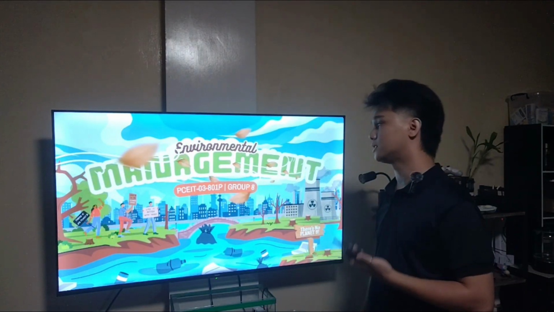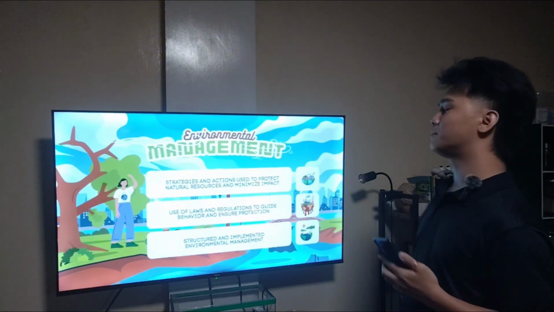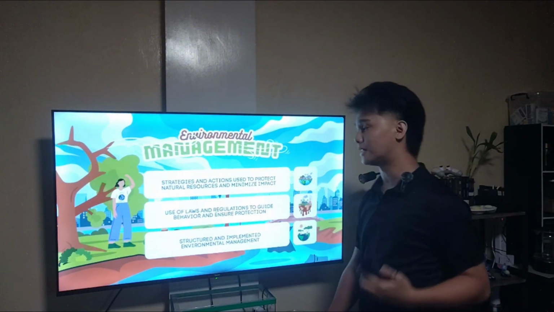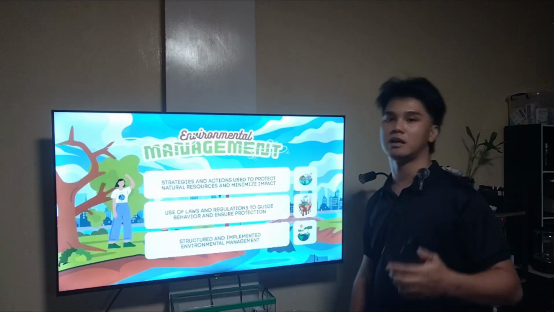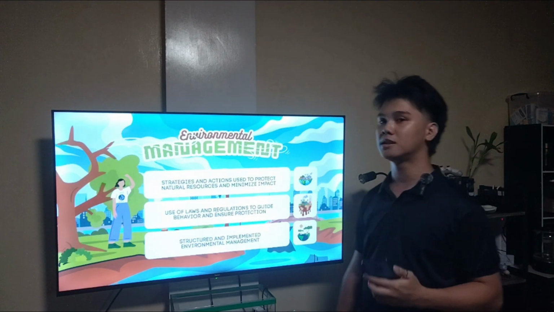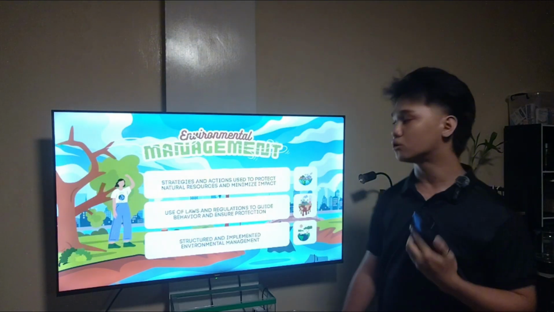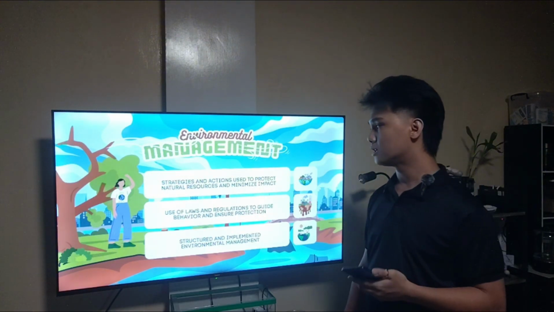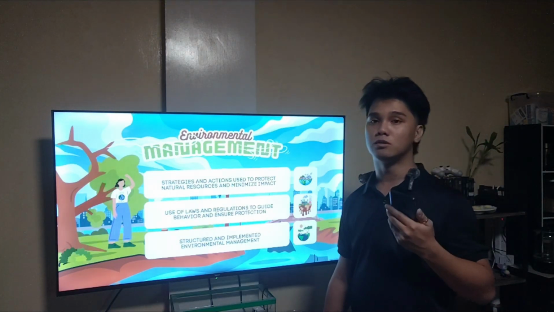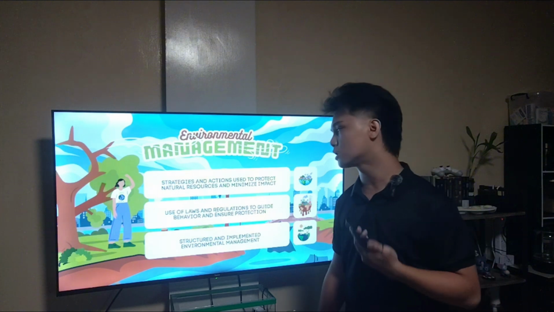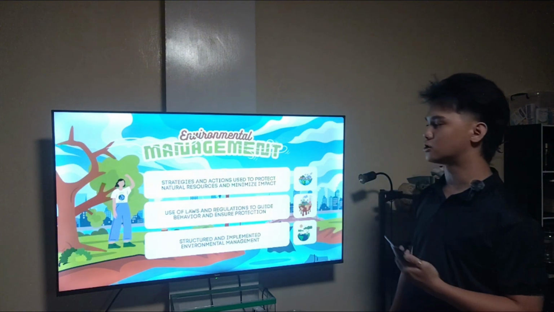So what is environmental management? Environmental management is the strategies and actions used to protect natural resources and minimize impact. So by strategies and action, it's referring to us humans kasi yung mga action natin is may impact siya sa environment. So it's not limited to pollution, kasama dito yung environmental degradation.